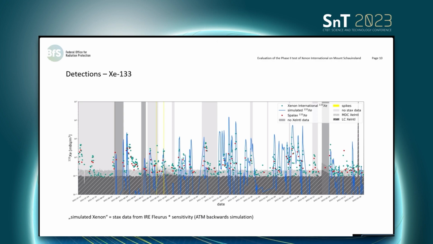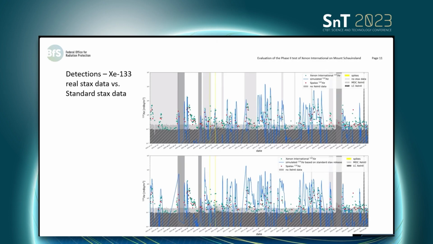You can see that a lot of the detections can be explained, but there are also some detections that cannot be explained very well. For example, in August, between these two dark gray areas, there are some detections that cannot be explained very well with the STAX simulation.